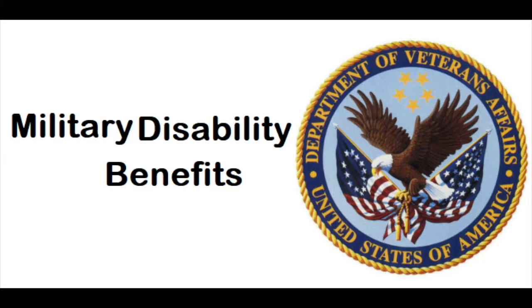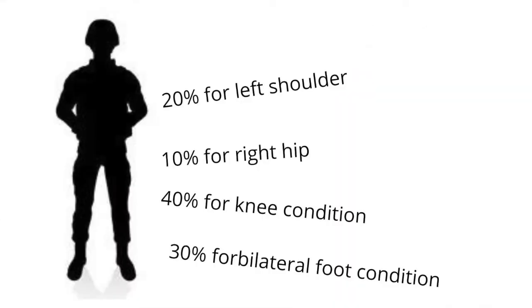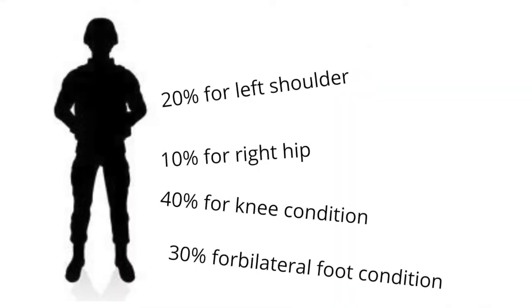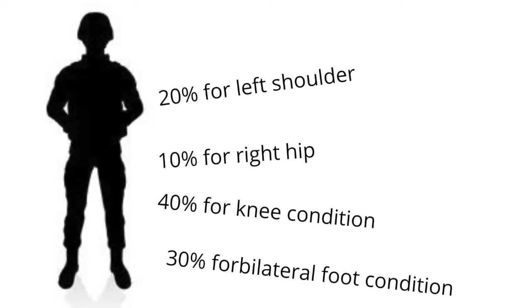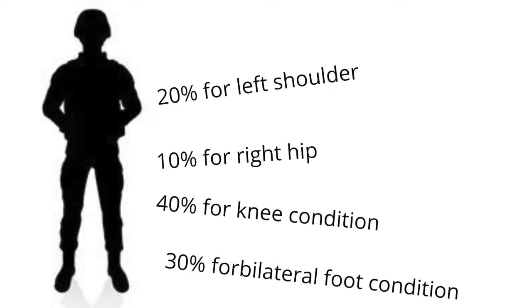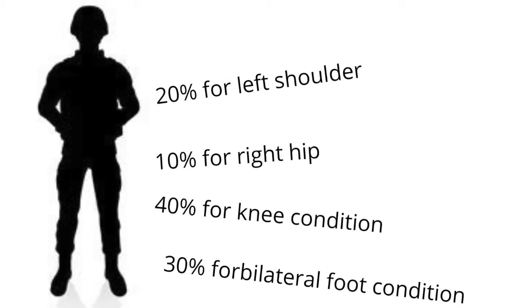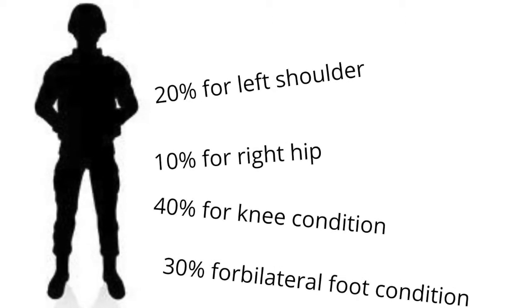So here's how VA math works. Each condition is a percentage of the disability of the service member. When combined together, however, each percentage is not a percentage of the entire service member, but a percentage of what is left after other percentages have been subtracted. Got that? No? Well, here's an example.